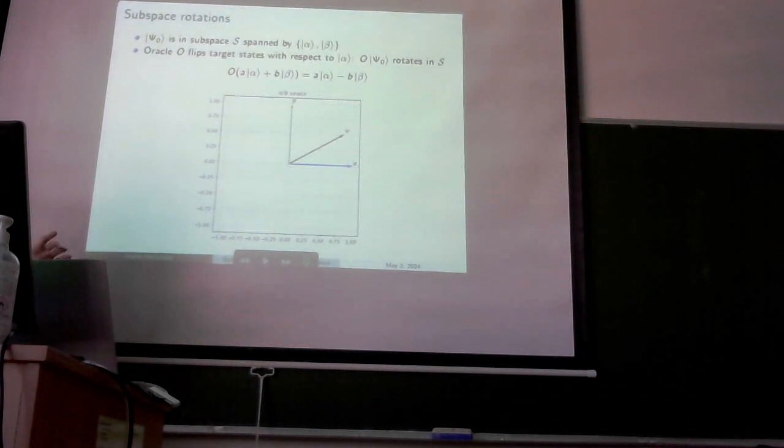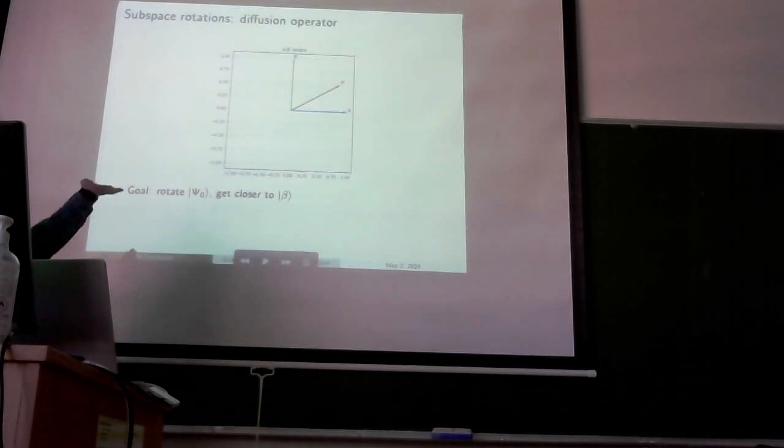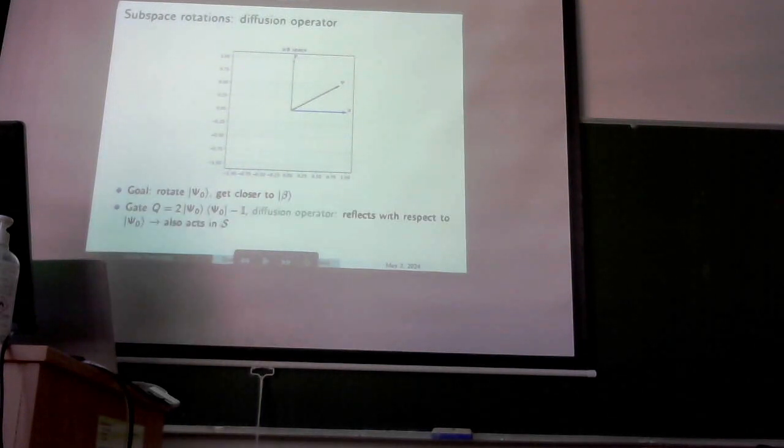So this way, our goal would be to rotate the state as close as possible to beta. But just with the oracle, we cannot do it. However, we can conveniently define an operator, the diffusion operator, which can be constructed from the superposition of all the states, something we can construct without knowing the target states. And this particular gate is going to rotate the states with respect to this vector psi0. In other words, it is also working on this subspace.